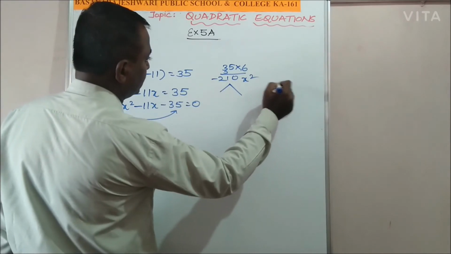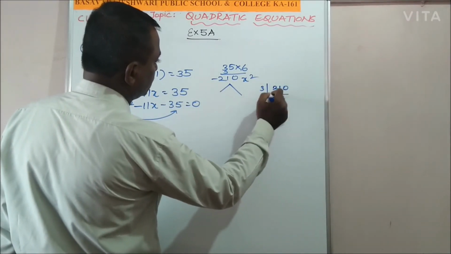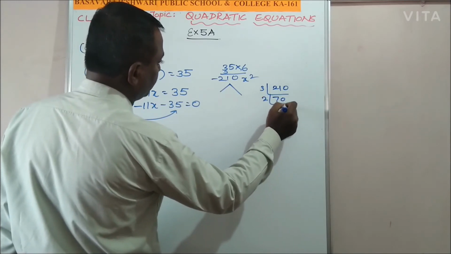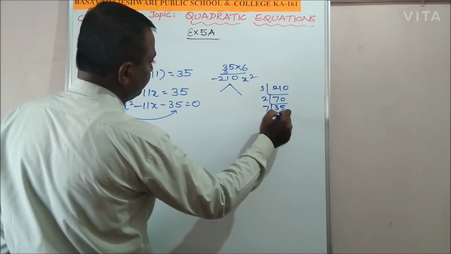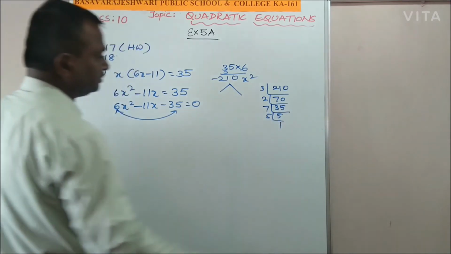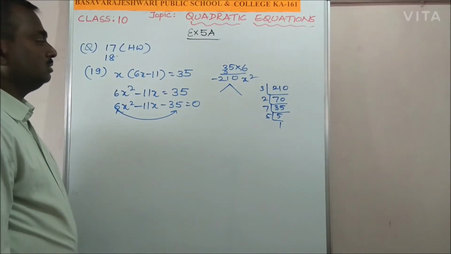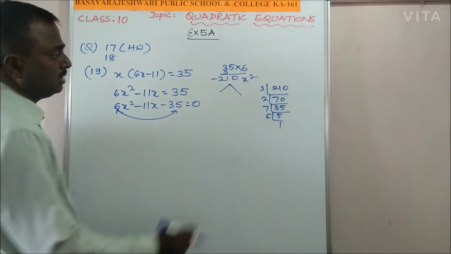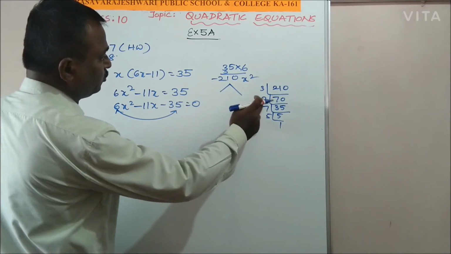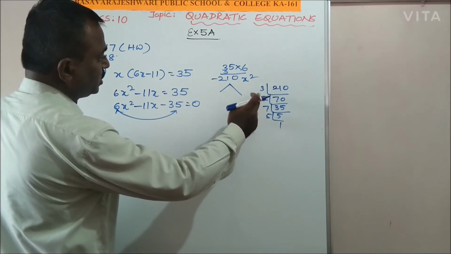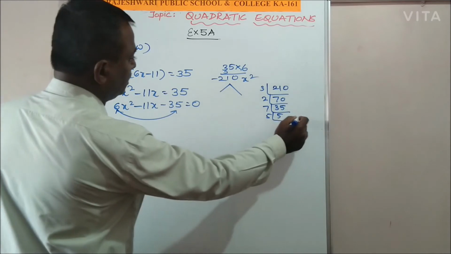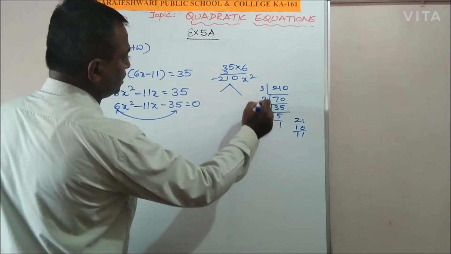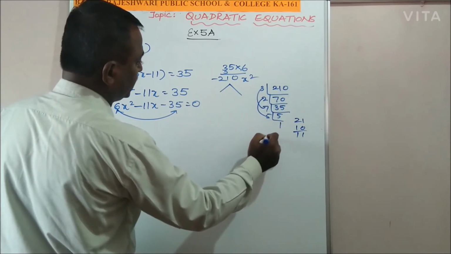So 210, factor pairs: 7 into 30, 14 into 15. So 7 twos are 14, or 21 and 10. 21 minus 10, that is 11. So 21 and 10.